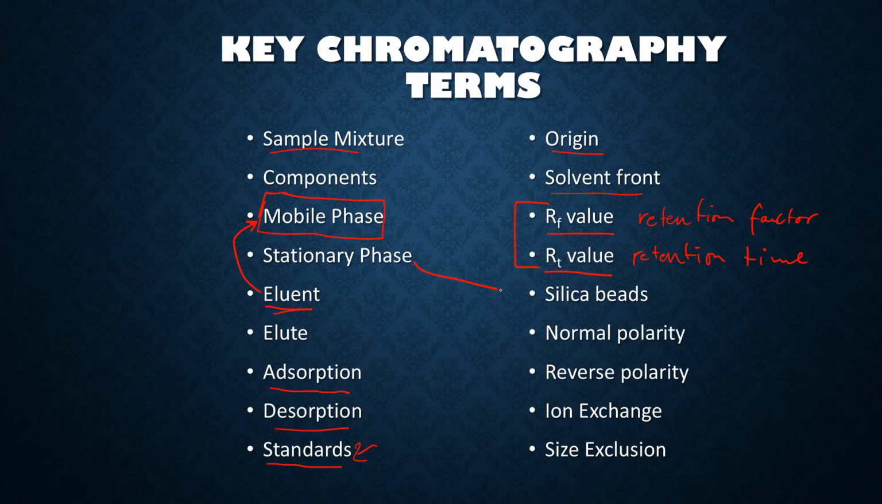Now, the stationary phase in column chromatography can often be made up of silica beads, and that's because silica beads can have a different number of properties. They can be polar, they can be non-polar, as in reverse polarity. They can have ions attached to them, like sodium ions or chloride ions, or the beads can actually have holes in them, to allow small things to get caught up in those holes in the beads. We'll talk about that more later.